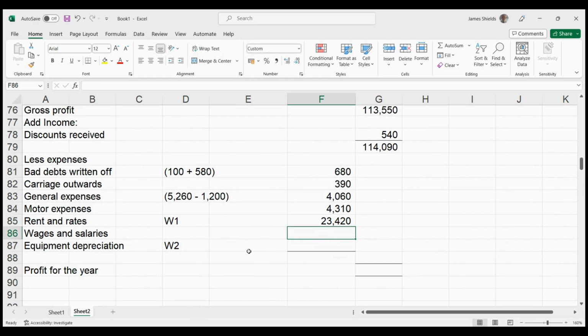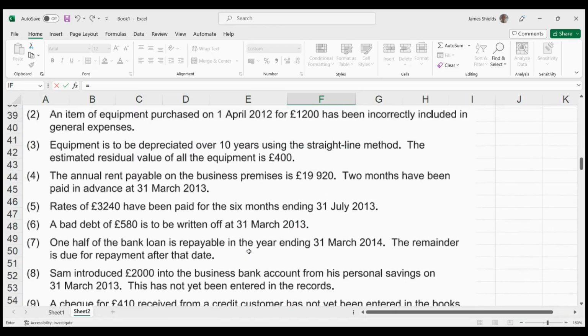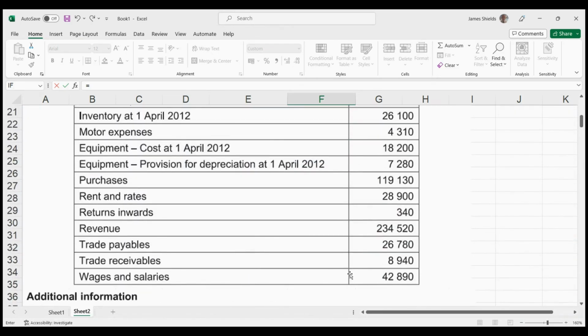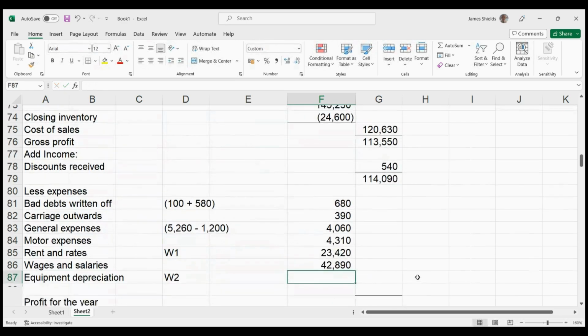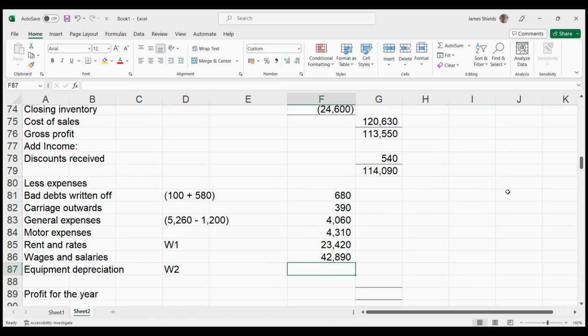Okay. Right, wages and salaries, there was nothing in the additional information for them. So I go straight to my list of balances for wages and salaries. Right at the bottom is £42,890. Now, depreciation, it gave us some information about equipment in the additional information. So back to the additional information and see what we got.